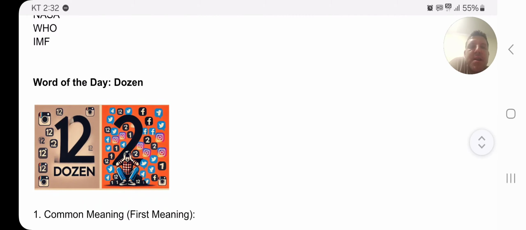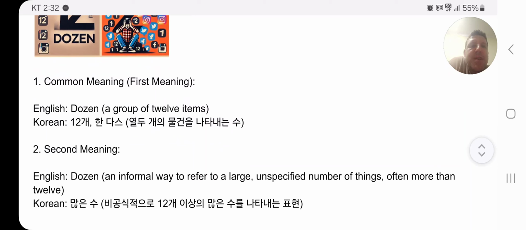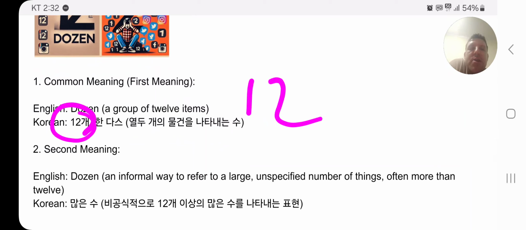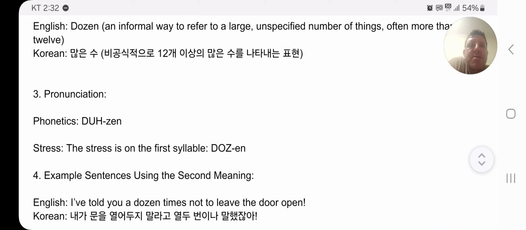All right, today's word, dozen. What are the meanings of dozen, right? So the common first meaning is 12, right? 12 of something, right? 12. But the second meaning is this, all right? And you got to be careful. It's not the same as score. It's a bit different than score, okay? But still, similar, 12.